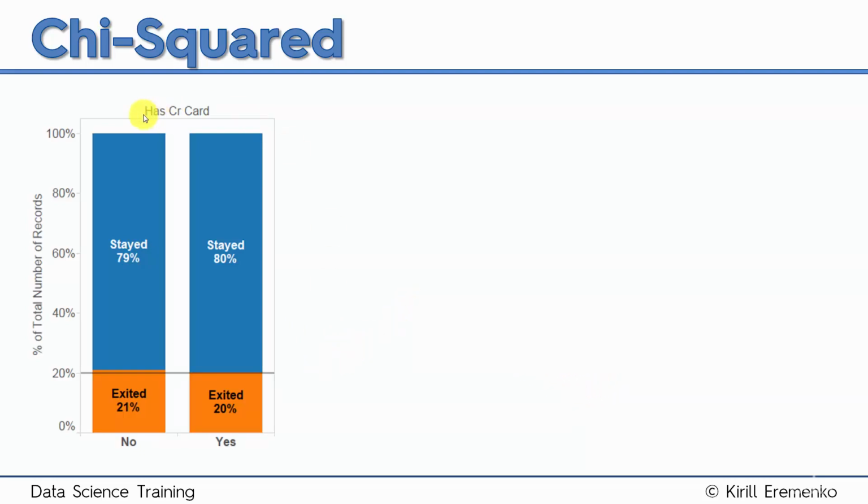Here we've got has credit card. This is another test that we ran in Tableau, and here you can see that it doesn't look like there's any difference, right? It doesn't look like it makes a difference whether or not you have a credit card. About 20% of those who had a credit card exited and 21% of those who didn't have a credit card exited.